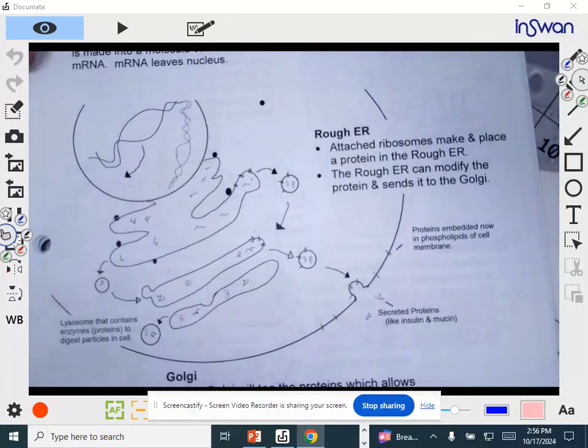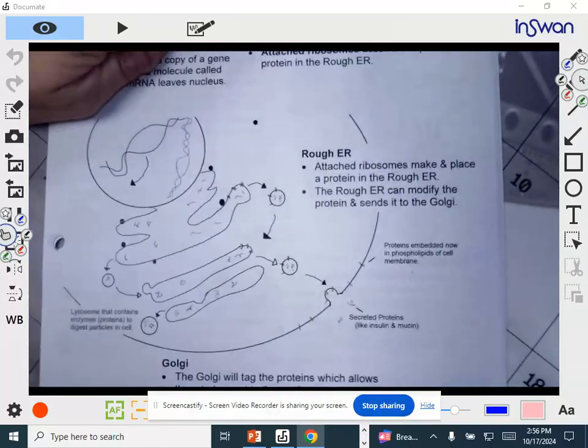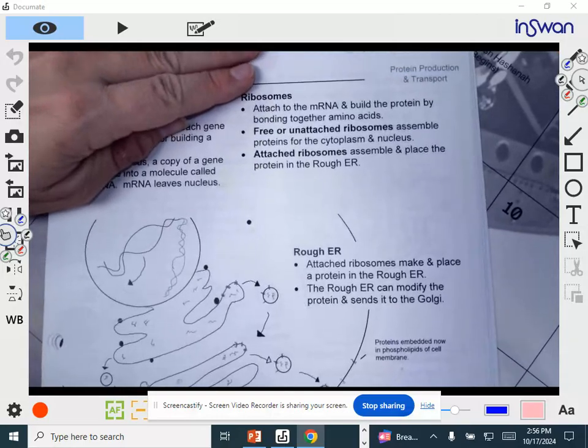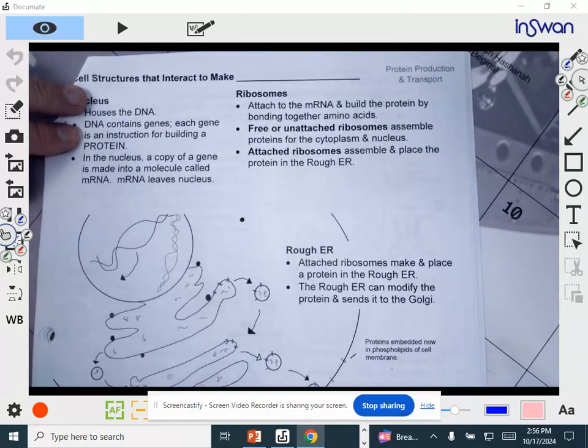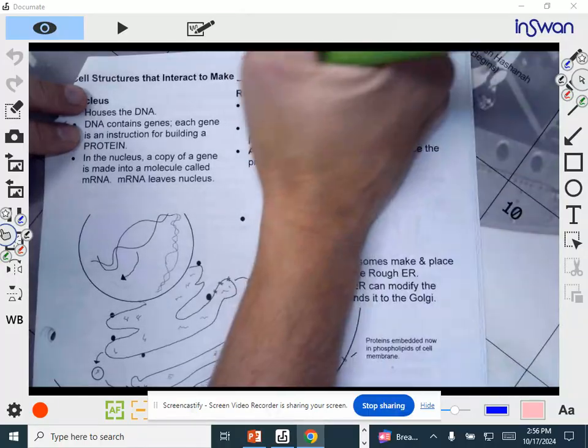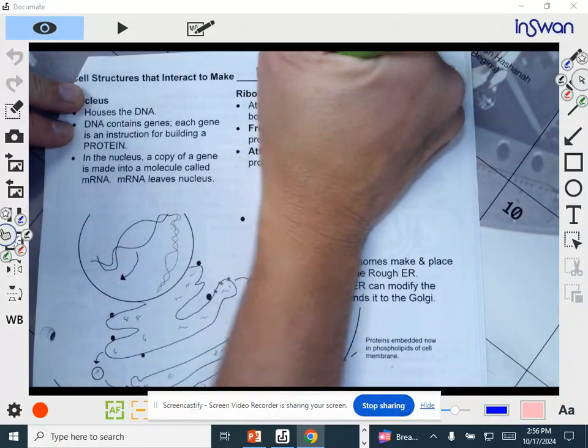Now, we just saw that cell structures like the membrane can have proteins, and those proteins can do different jobs. Now we're going to focus a lot on protein production and transport. So we're going to look at a bunch of cell structures that have to interact with each other to make proteins and get them where they need to be.